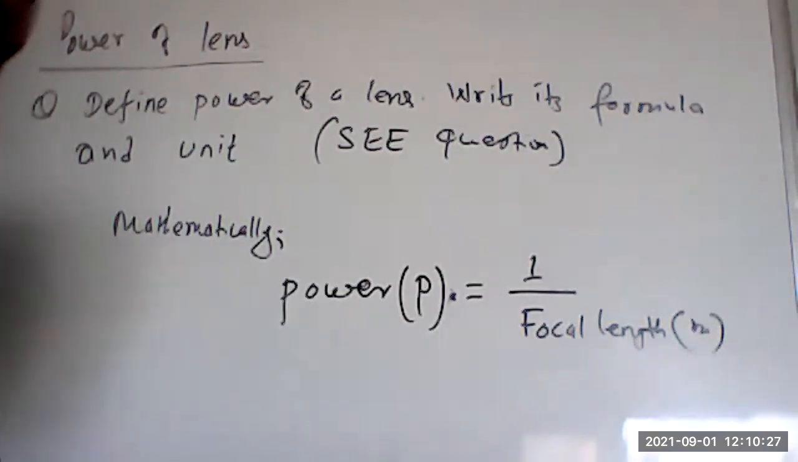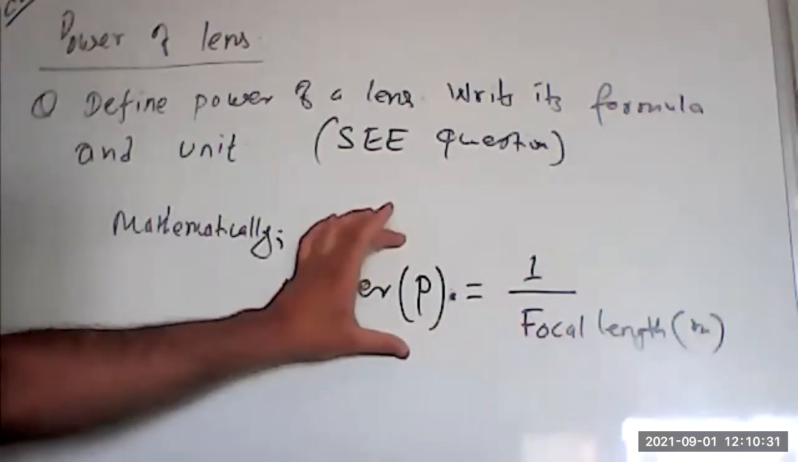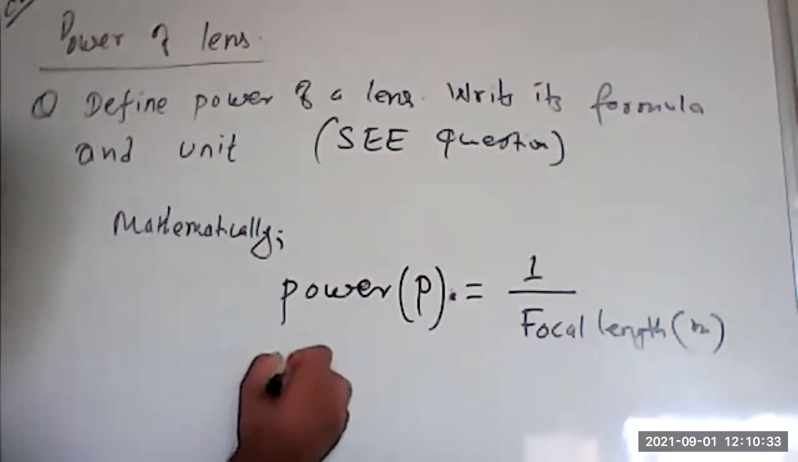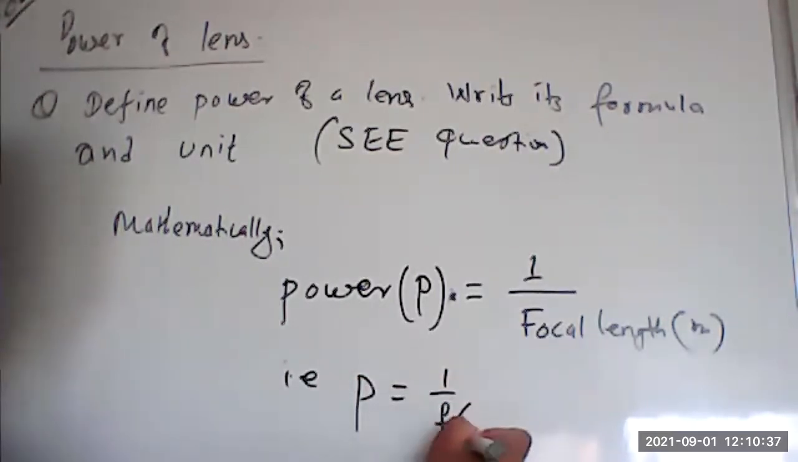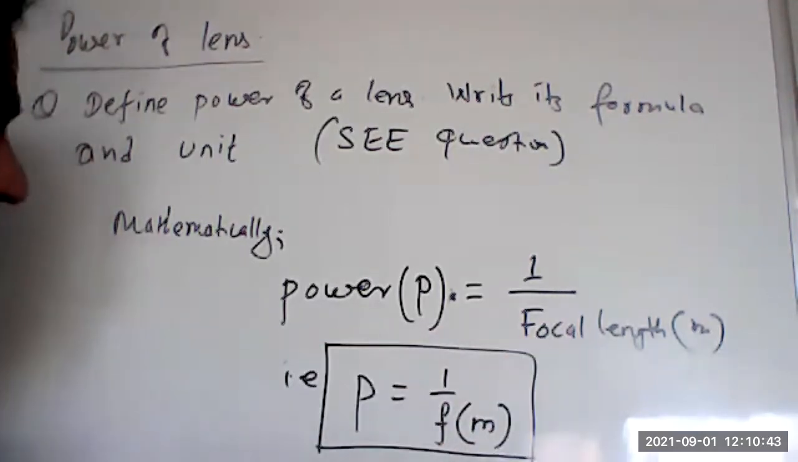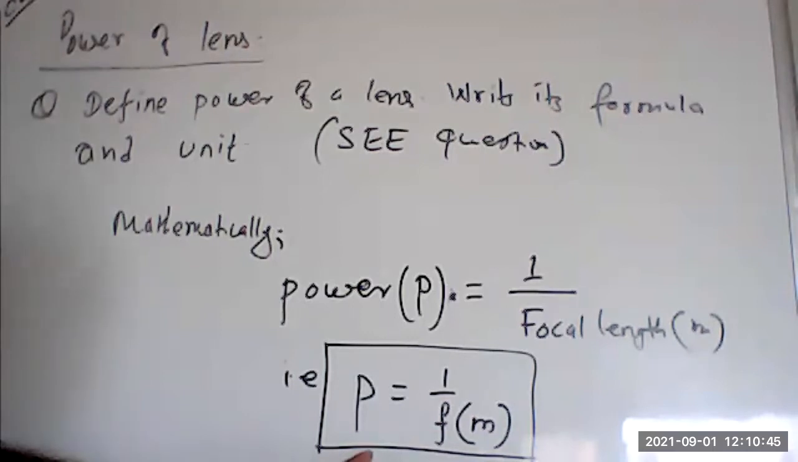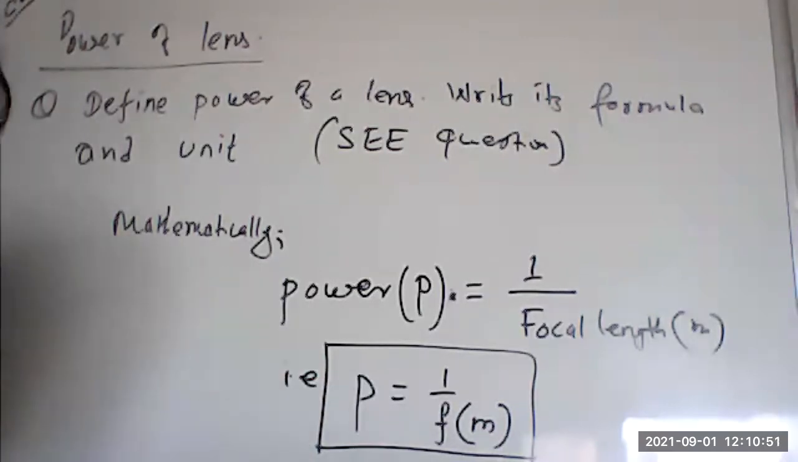When we write the focal length in meter, then its reciprocal is called power of lens. We write here: power of lens P is equals to 1 by F. F must be written in meter, M, not in centimeter. This is the working formula of power of lens. This formula is required. On the basis of this formula, we do the various calculations.